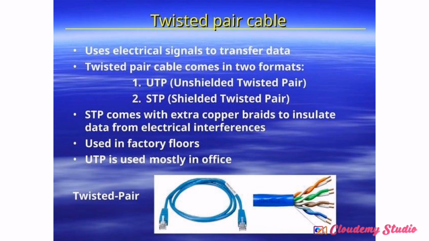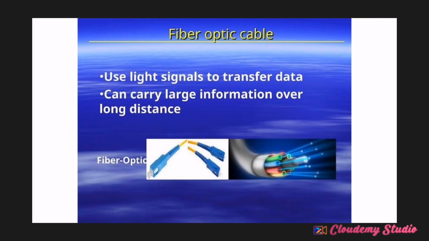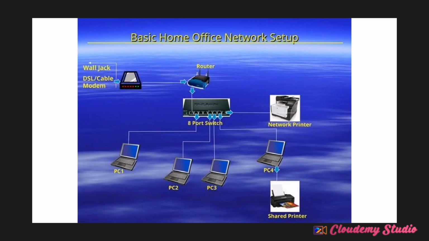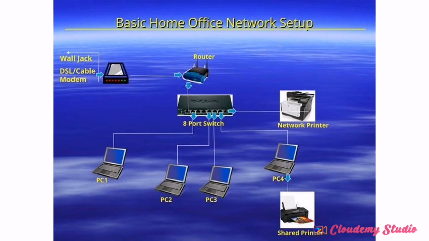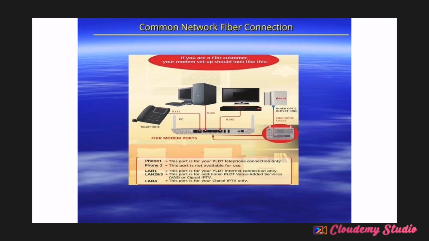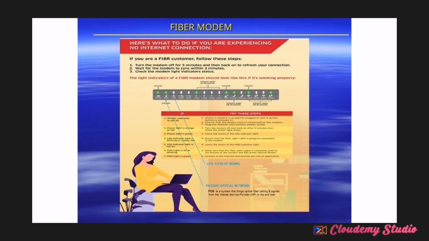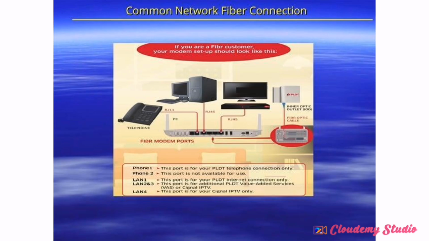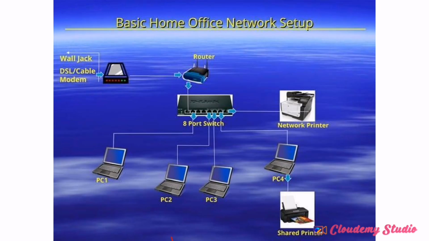This is the Cat6 cable. Okay, so that is the fiber optic cable. These are the fiber cables. Then we have a basic home office network setup. So this is, if I'm not mistaken, the link setup. Okay, then we have the common Wi-Fi router. Okay, common network fiber connection. Okay, that is the fiber modem. That is a common network connection problem. So these are things that we're going to look at in the next class when we meet.